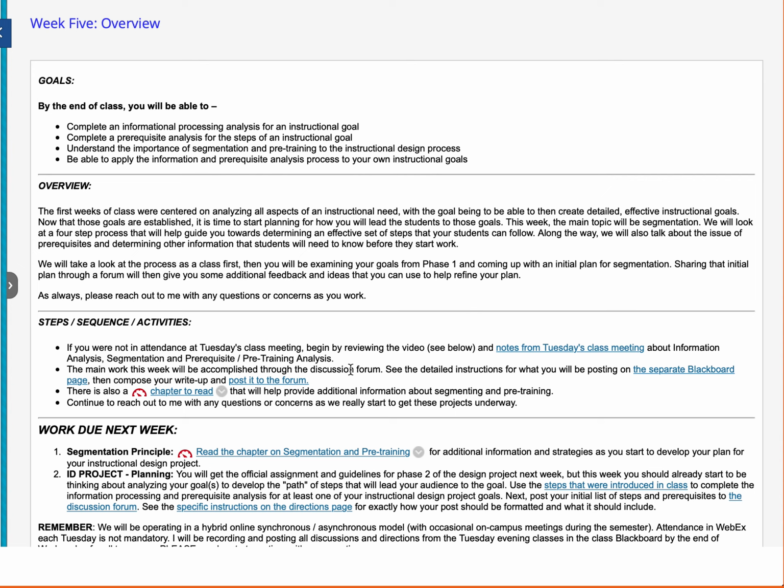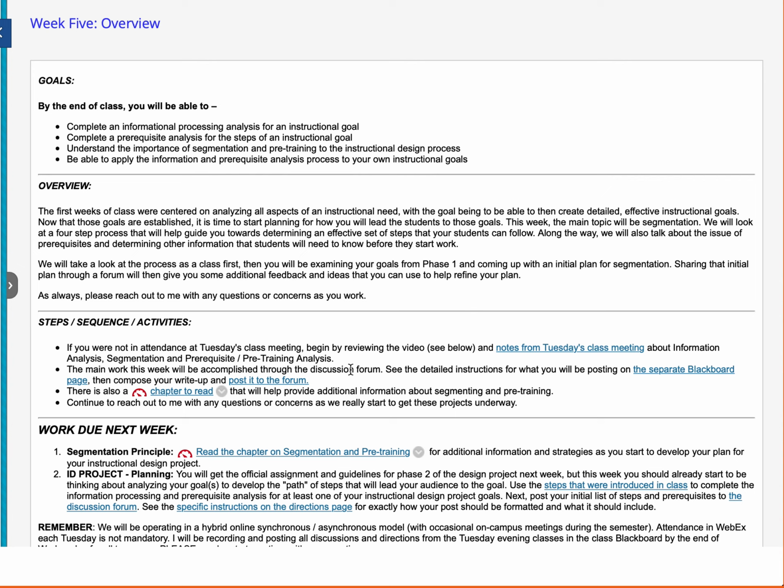There's basically the work for this week, and I'll go over this in more detail towards the end. There's a chapter reading that is specifically about sequencing and pre-training, just to get a little bit of an additional perspective on those concepts. So I would recommend reading that relatively early in the week, because that will help to reinforce and add on to some of the things that we're going to be talking about this evening.